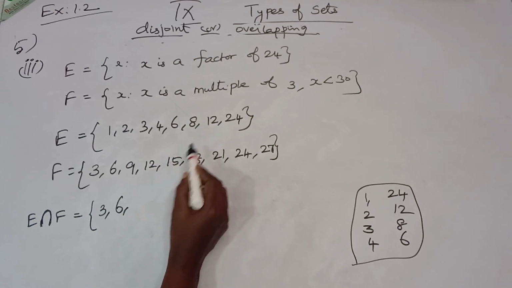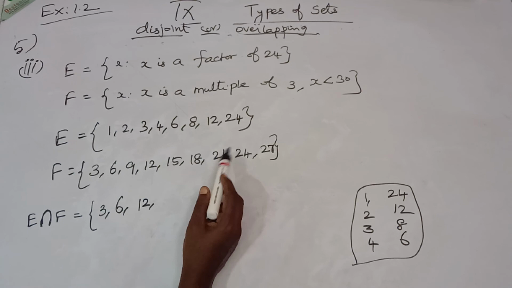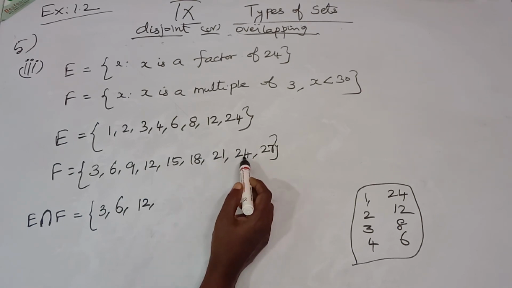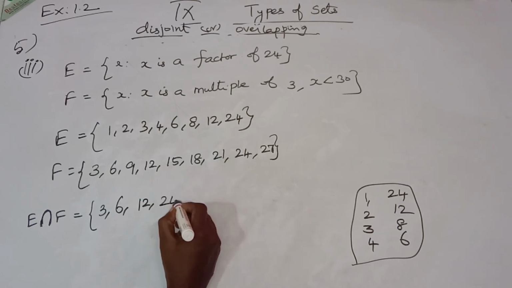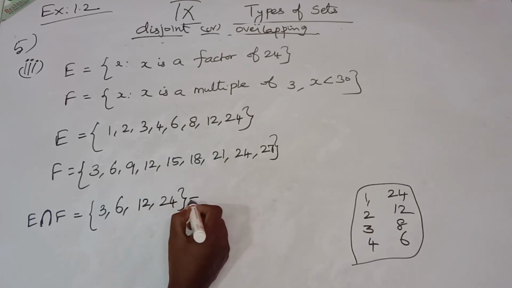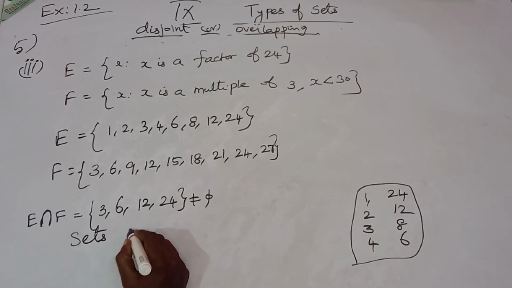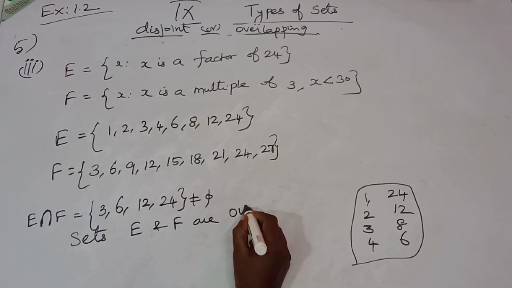9, there is no 9 in E. Here 12, here also 12, so 12 is common. And 15 is not there, 18 is not there, and 21 is also not there. And then 24 is also a common element here. So the intersection is not equal to the empty set. It has some common elements. Therefore, the sets E and F are overlapping.